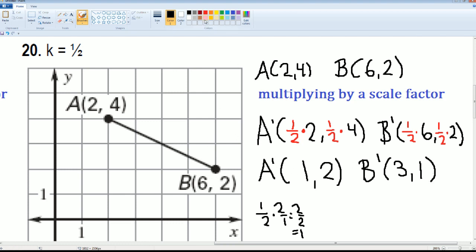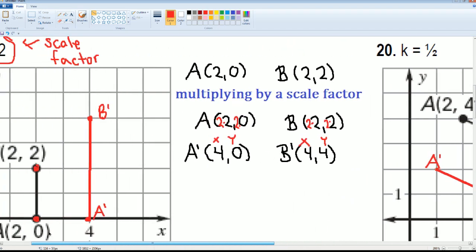Here are your new points. The first one is X comma Y: 1 in the X, 2 in the Y, and we call this A prime. B is 3 in the X, 1 in the Y. We call this B prime. This is X, and this is Y. Now we could connect it with a line. This is the new image of the original that went through a dilation. This dilation is a reduction. It got smaller because here the scale factor is less than 1.